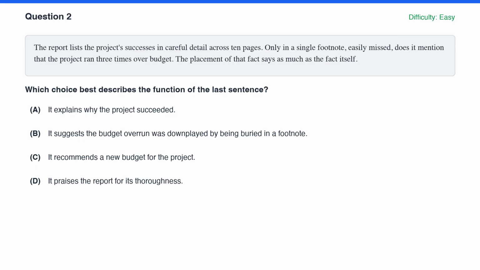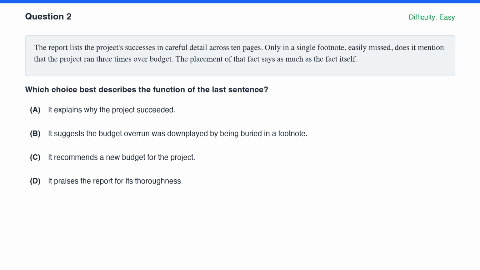Still easy, but now a function question about one sentence. A report spends 10 polished pages on a project's successes, then admits only in a buried footnote that it ran 3 times over budget. The last sentence remarks that the placement of that fact says as much as the fact itself. Step 1. Name the job. The stem asks about the last sentence, so this is a part question. Write part. I'm describing what one sentence does, not the whole report.